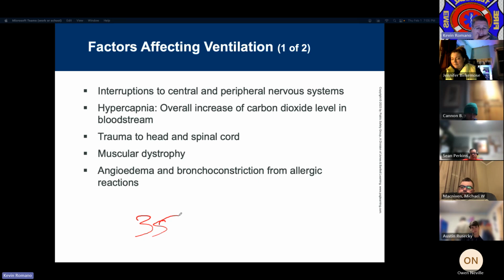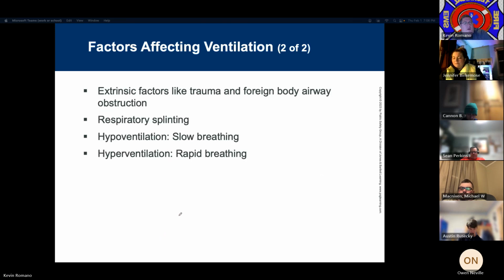Pulmonary ventilation will start decreasing because of bronchoconstriction. So our bronchioles that are normally this big around start to shrink, right? They're constricting. And if they're going to constrict, we have to then fix that problem with bronchodilators. So intrinsic factors include trauma-induced body area obstruction; for extrinsic, respiratory splinting can result in a decreased pulmonary ventilation.